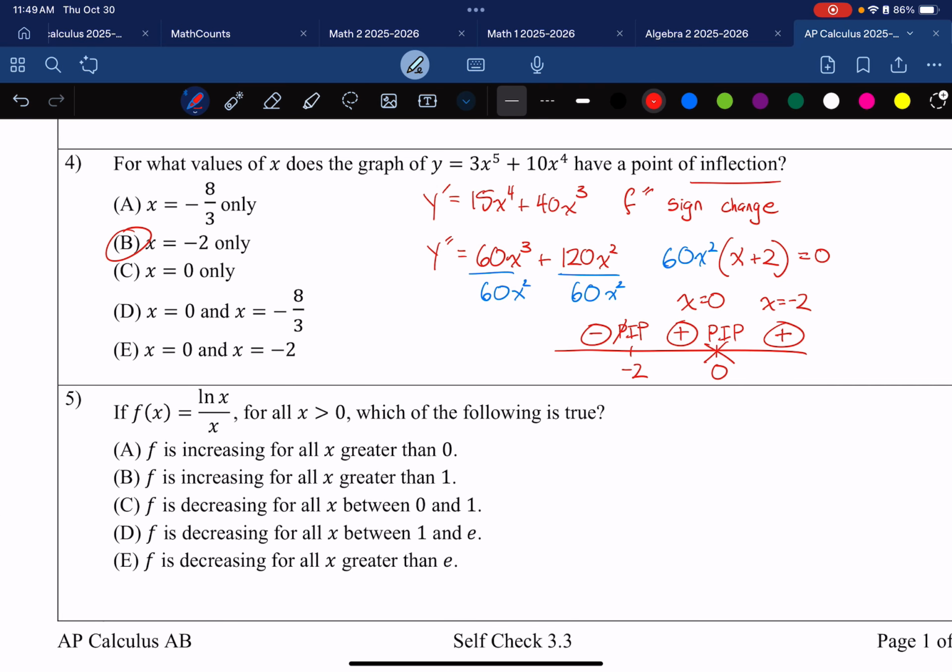In number 5, we are trying to find where we are increasing or decreasing. Therefore, we are talking about where f prime is greater than 0, or where f prime is less than 0.